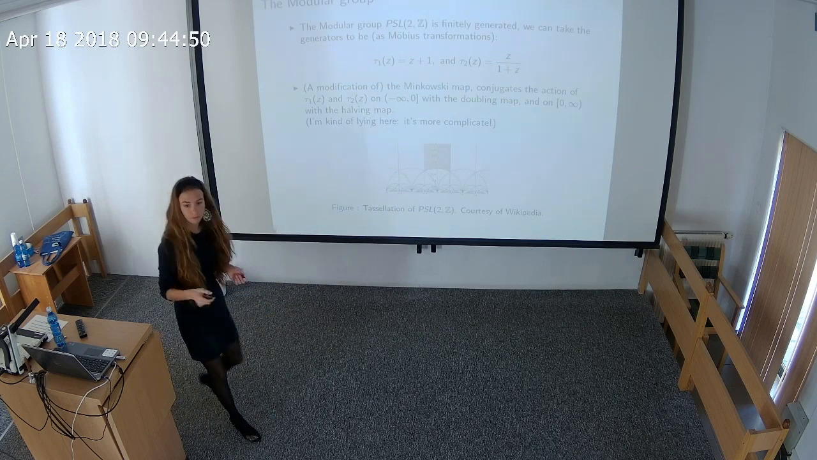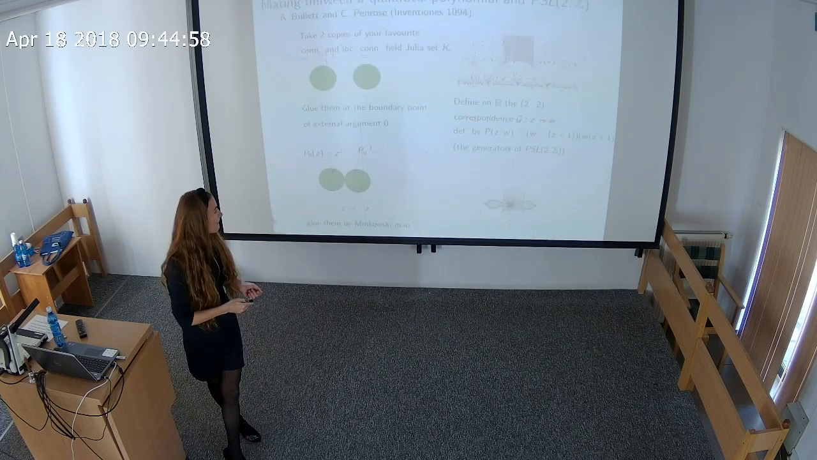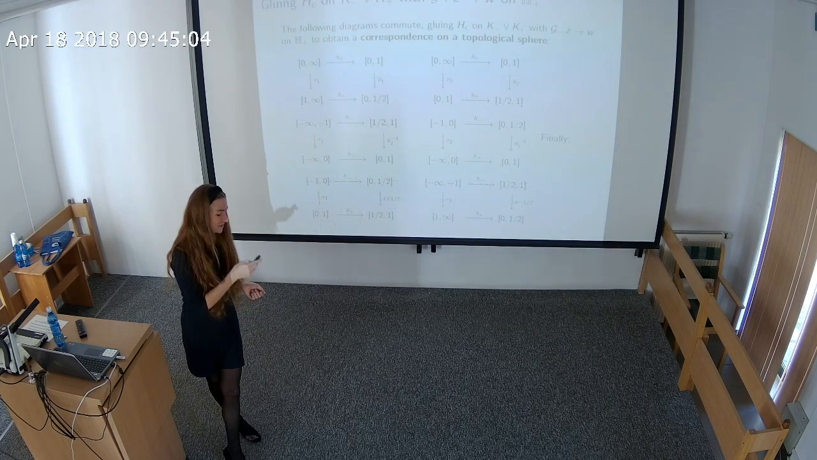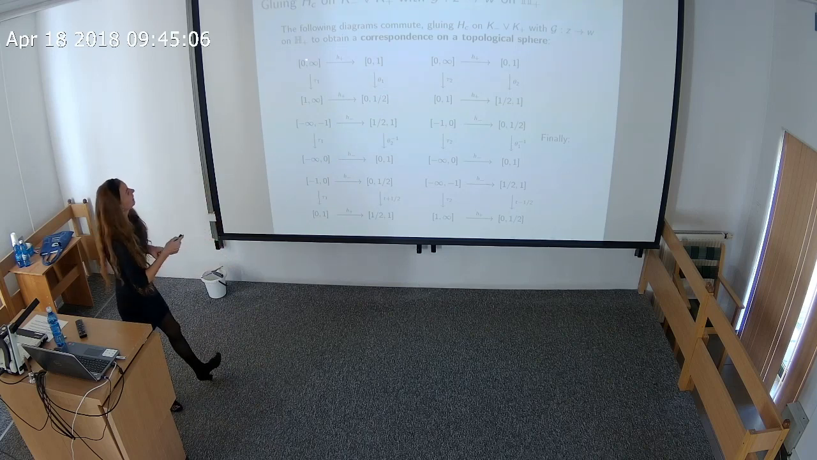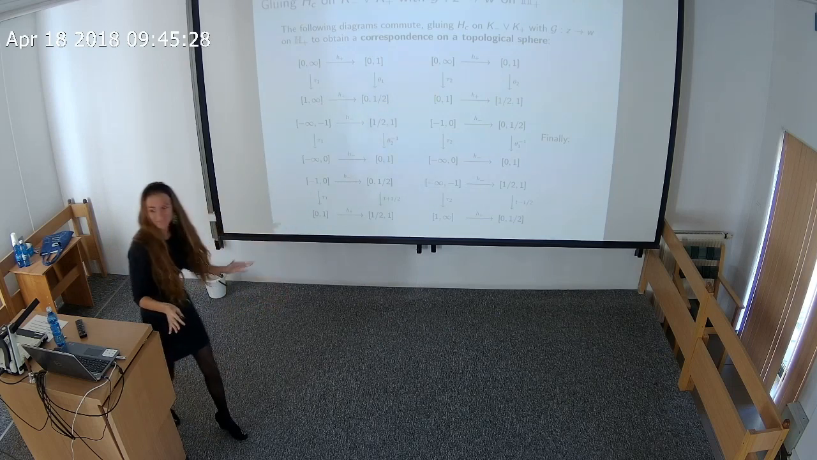How can an action of a two-generator group be conjugated to an iteration? Well, depending on the domain, you have the Minkowski map that conjugates tau 1 to the doubling map on this set. Then, if you want to conjugate it to tau 2, you go to this subset. It's complicated, but it works.